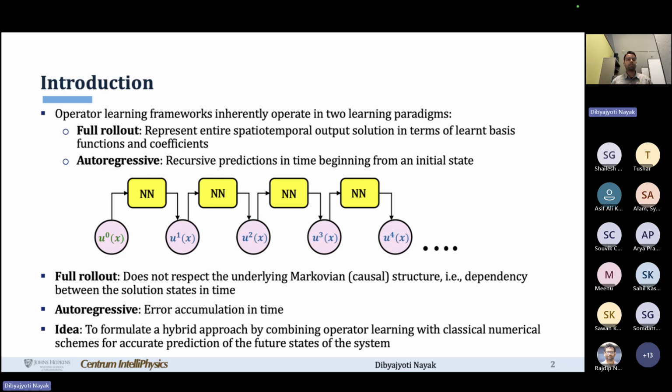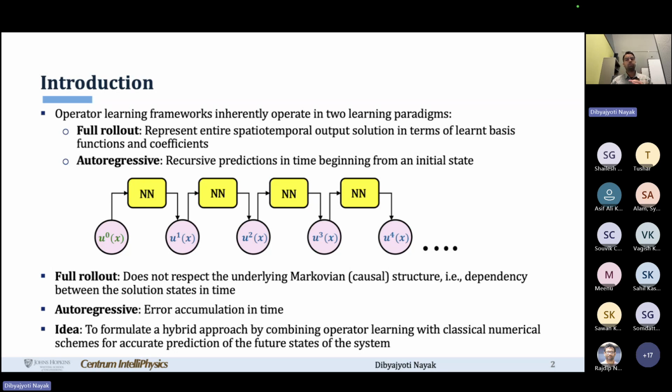The second kind of learning paradigm is known as autoregressive. By autoregressive, I mean that given an initial condition, just like the way you do a numerical simulation, you try to advance the solution state sequentially in time. We do the exact same thing, but by using a neural network. Given an initial condition, we feed it into the neural network and get the prediction at the next time step. Then this prediction becomes an input again, which is fed back to the neural network in order to predict the solution at the time step after that. This is what I mean by autoregressive or recursive predictions in time beginning from an initial state.